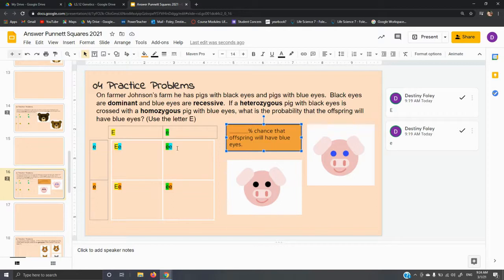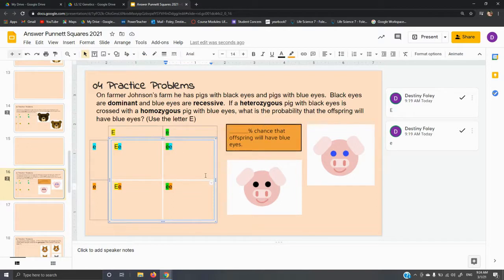You need two lowercase letters in order for the pigs to have blue eyes. So you have this one over here, type it in here, this one's going to have black eyes. You do not need to do this. I am just doing it to show you the colors. This one's going to have black eyes.